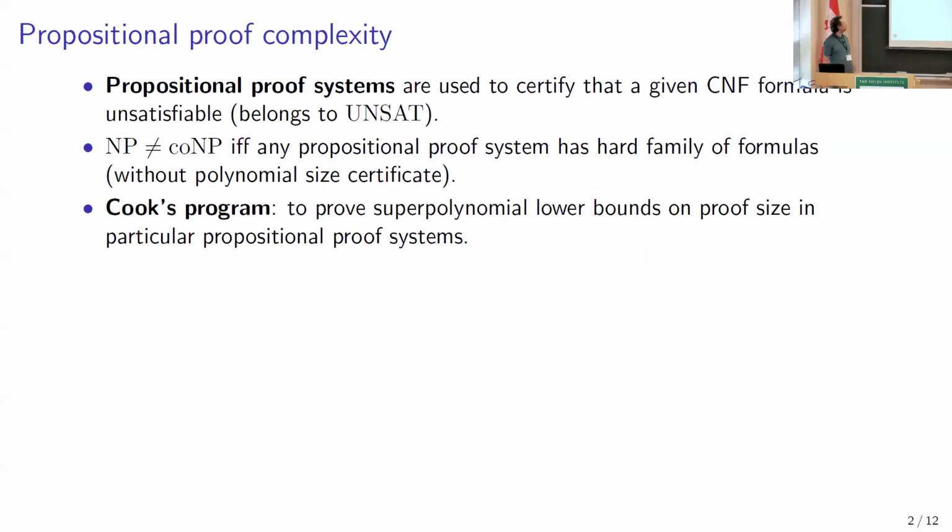This is a talk in proof complexity. Proof complexity studies proof systems. By means of a proof system, we prove that a given CNF formula is unsatisfiable, and the classes NP and co-NP are different if and only if for every propositional proof system there is a family of hard formulas. The main research direction, proposed by Stephen Cook, is proving lower bounds for propositional proof systems.